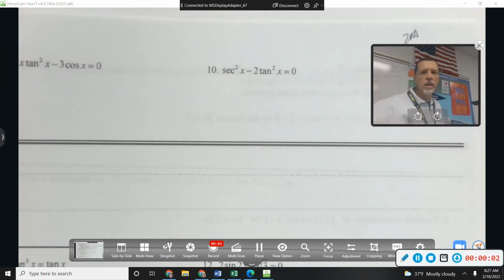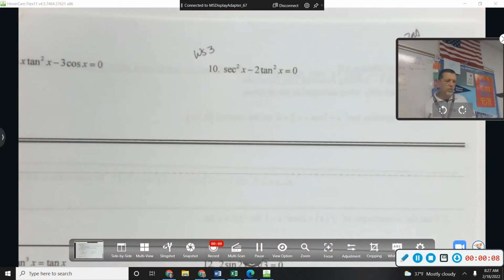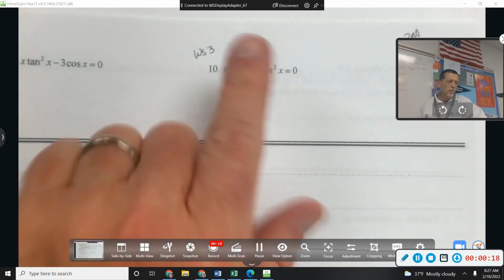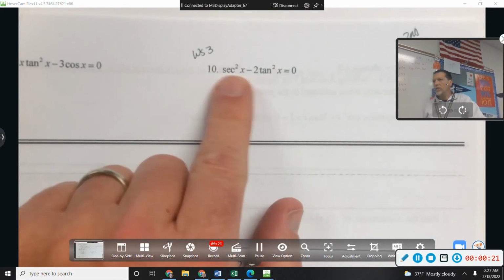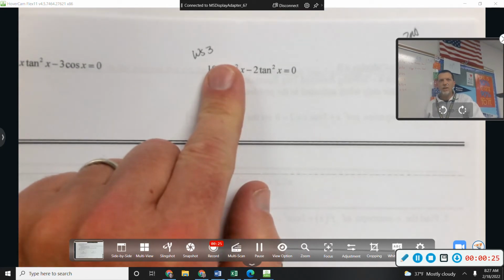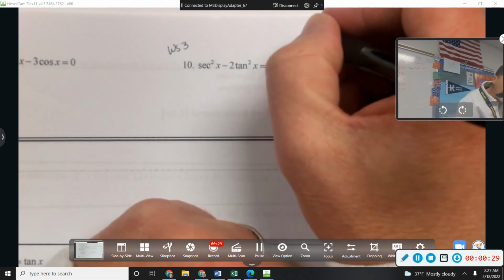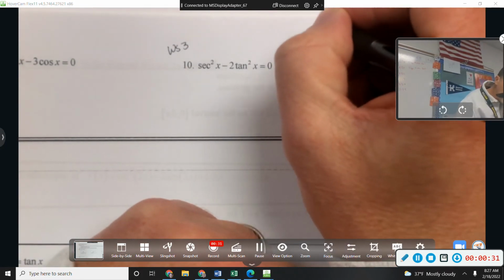Worksheet 3, number 10. Secant squared minus 2 tangent squared equals 0. I can't factor it. So what's left? Wait a minute. There's an equation somewhere that has secant squared and tangent squared in it. Right? One of those identities. The second or third one, depending on how you order them.